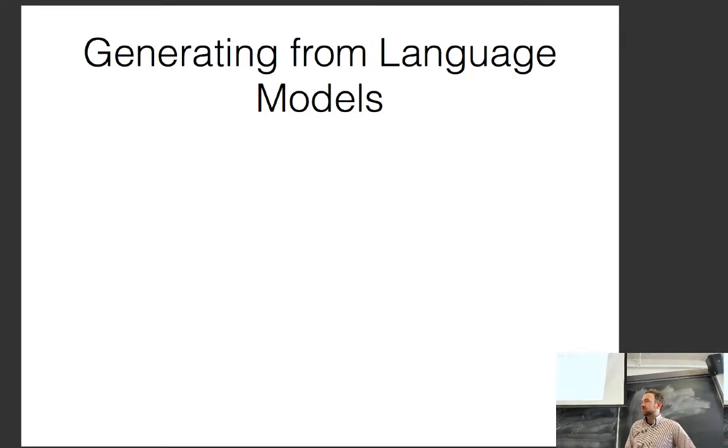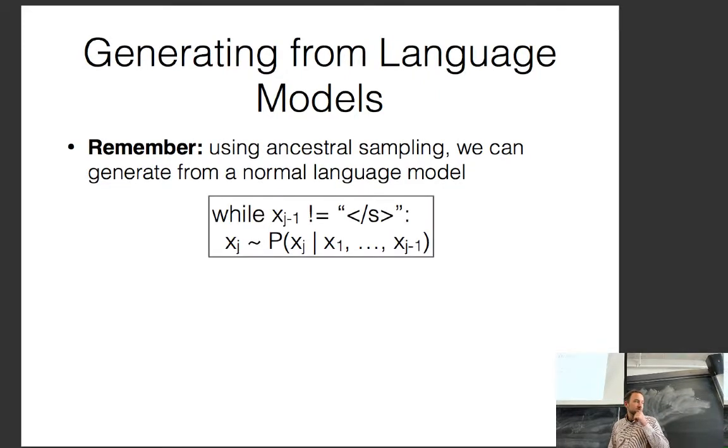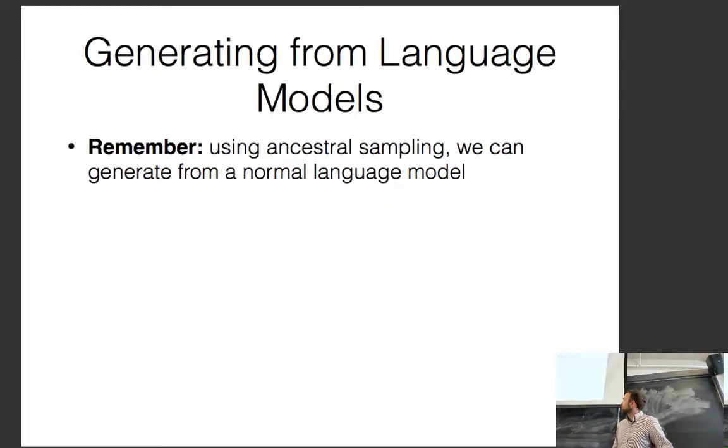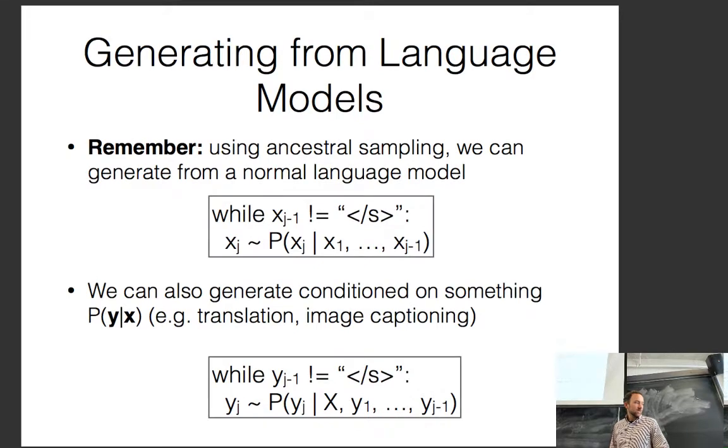So the first kind of application to NLP was generating from language models. If you remember, language models themselves are generative models. They have no latent random variables, I should say. But you can still generate sentences from them. So you start a while loop until you get to the end of the sentence, and then you just generate from this conditional probability, every time updating your RNN or whatever else. We can also generate conditional on something, so translation, image captioning, etc. We've done all these sequence models before as well. And when we do this, we condition on X and generate Y.